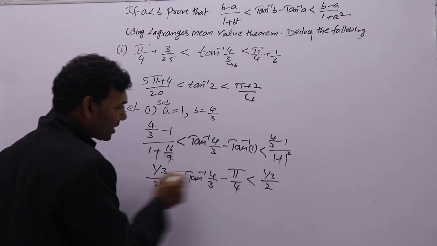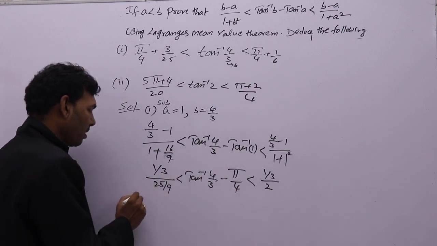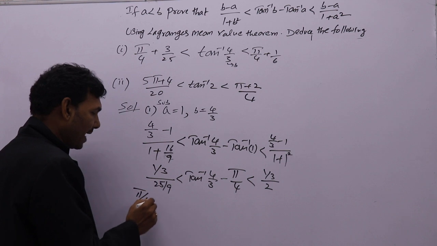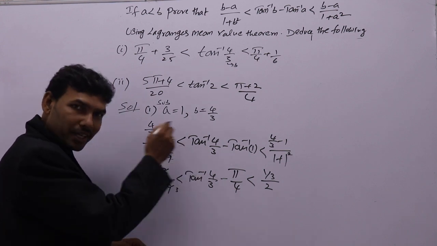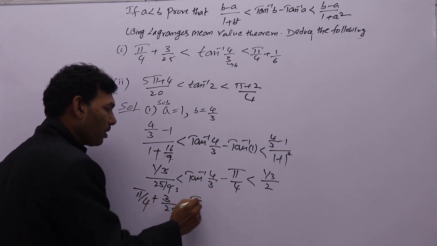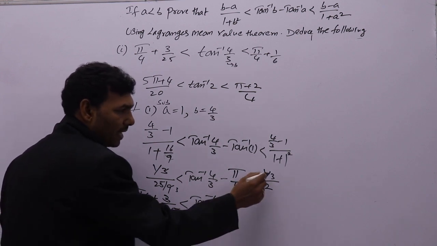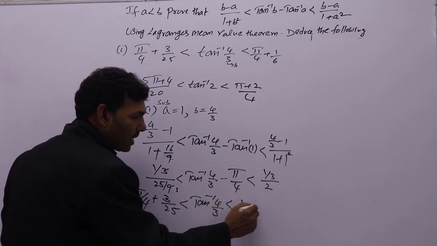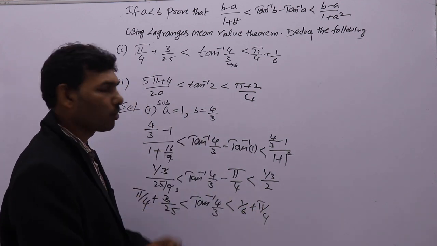Now I am adding pi by 4 on both sides. If you add, what will you get? Pi by 4. Here I am cancelling, 3 1s are 3, 3 3s are. Denominator comes to numerator, that means 3 by 25 less than tan inverse 4 by 3 is less than, 3 2s are 6, 1 by 6 plus pi by 4. This is the first derivation we need to prove.